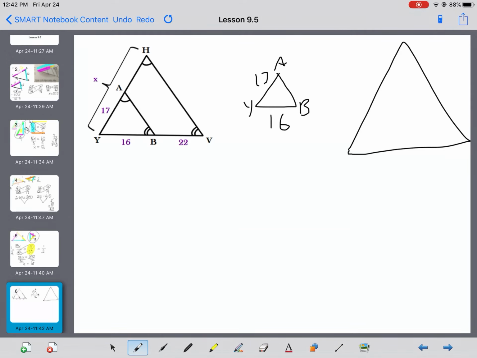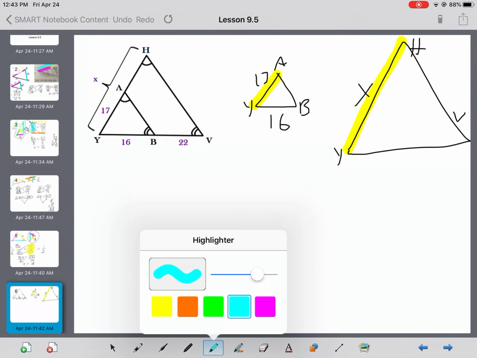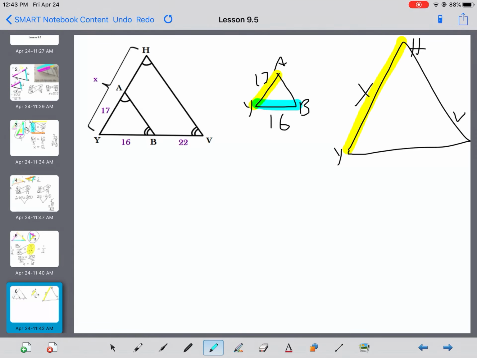So really all I'm doing, grade 7, is separating it out. I have the big triangle Y, H, and V, and I want to solve what is Y to H. But remember, to solve a similar triangle, I need another piece of information. If you notice over here, these two are corresponding, 17 and x, so that's helpful. But then I don't know what's corresponding to YB. I know it's corresponding to YV, but what actually is YV?